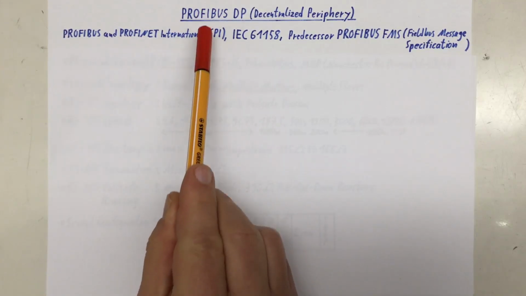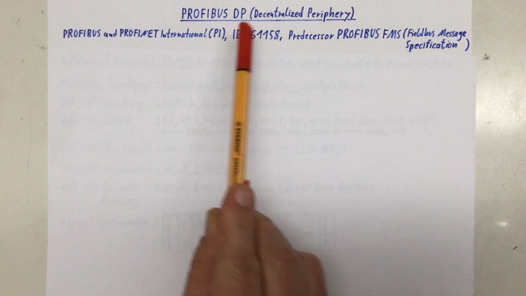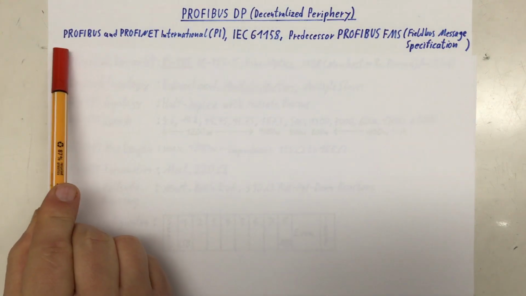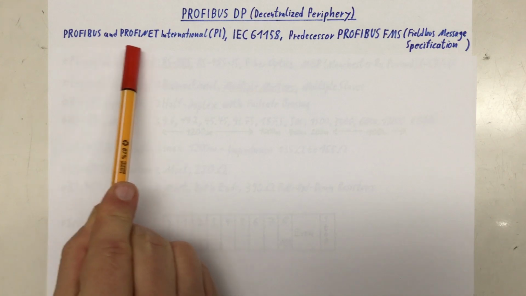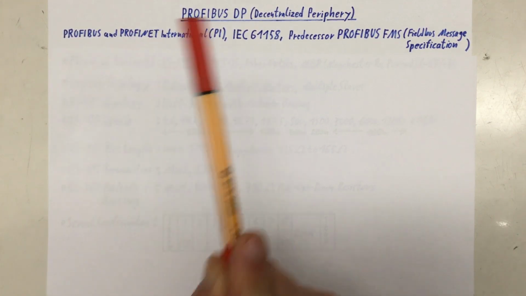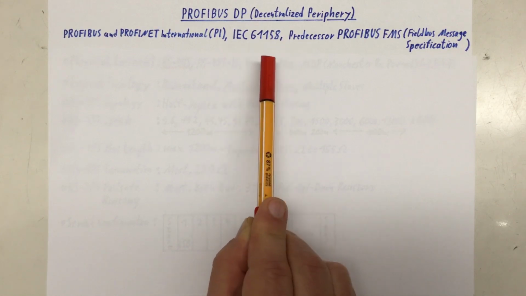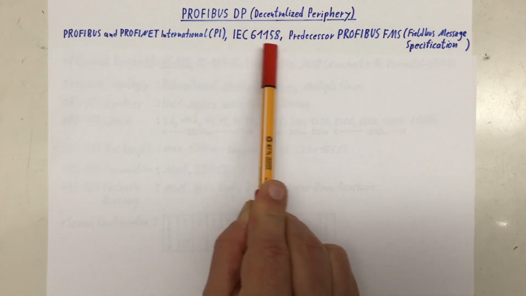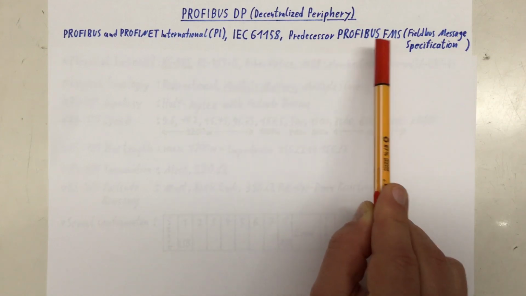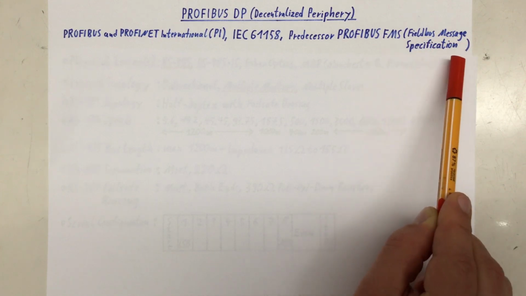Let's move on to the heavyweight, PROFIBUS DP. DP stands for Decentralized Periphery. It's maintained by the Profibus and Profinet International, abbreviated PI, and standardized in IEC 61158. There are several parts to that standard, and it has a predecessor, the Profibus FMS, Fieldbus Message Specification.